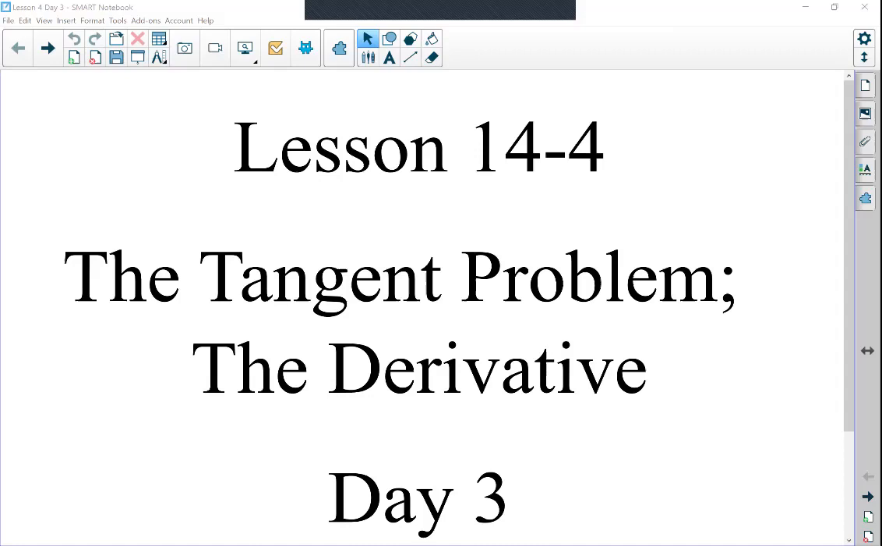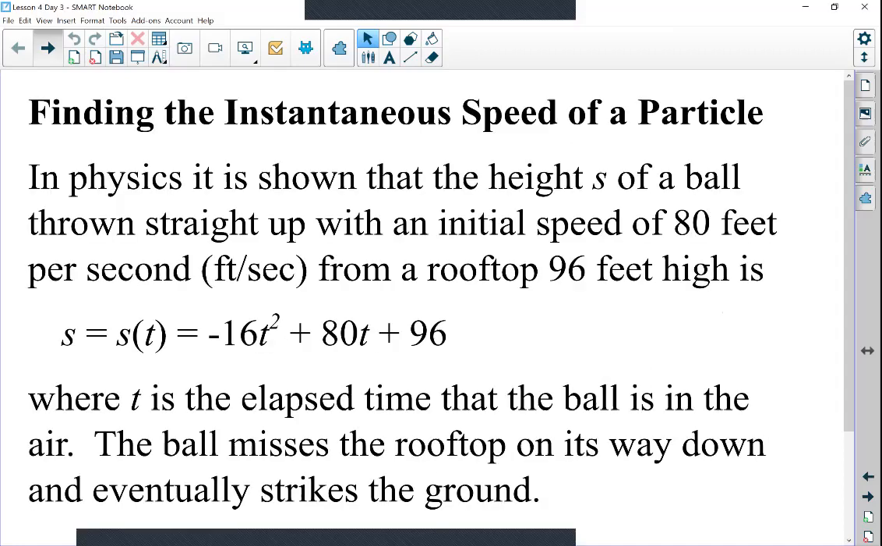Excellent. So we're going to finish up today the tangent problem and the derivative. And actually the concept today is another concept of a derivative. So we've looked at the fact that the slope of a tangent line is a derivative. You can also use a derivative to find the rate of change at a specific point on a function. And that leads us to what we're going to do today, which is instantaneous rate of change.